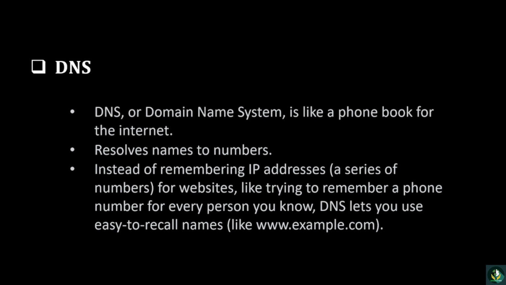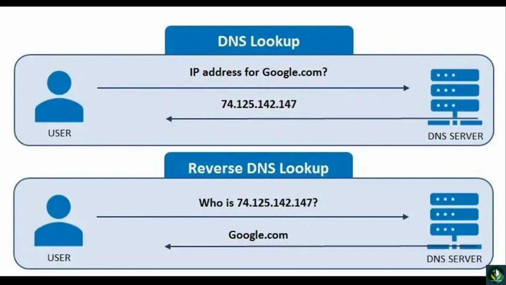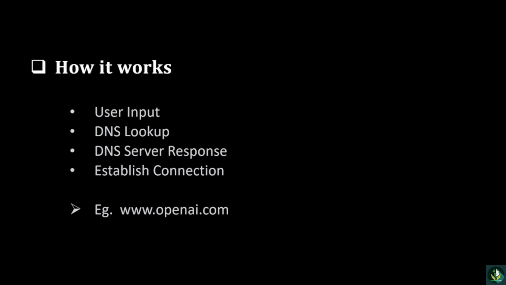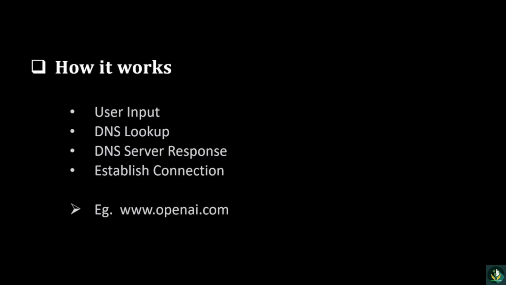So let's see how it works. Guys, when you type google.com into your browser and press enter, your computer sends a request to the DNS server asking for the IP address associated with google.com. The DNS server then looks up the IP address for google.com and responds to your computer with the corresponding IP address. Let's say it's 74.125.142.147. Then your computer can connect to the server at this IP address, retrieve the web content and display the google.com website in your browser.